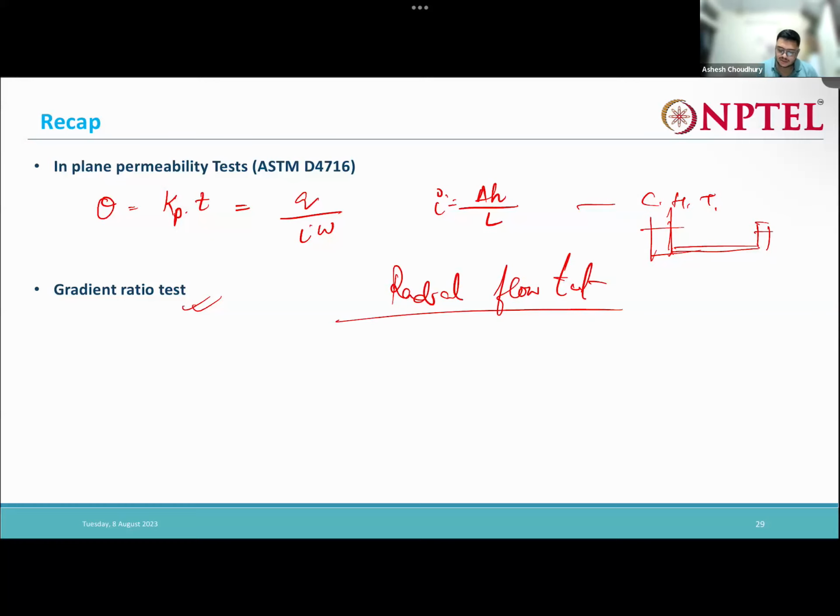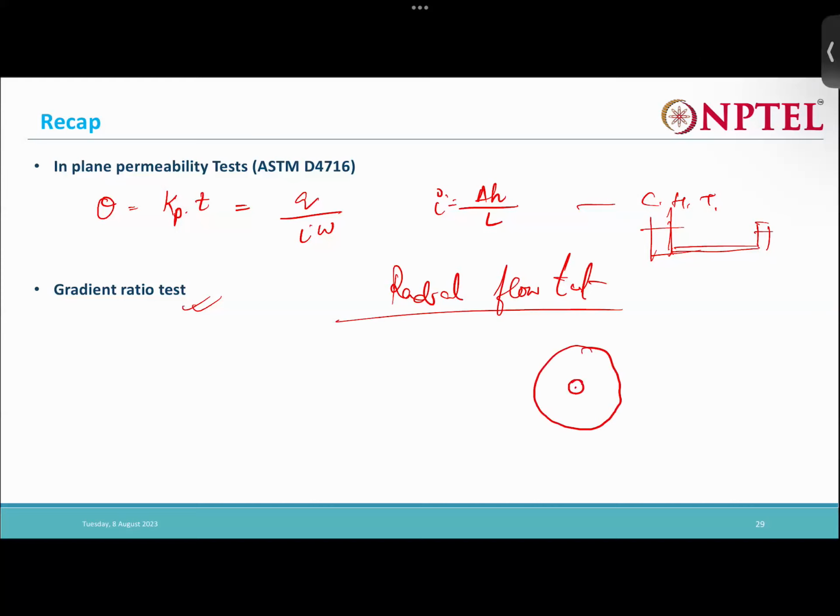Okay, in this radial flow test, what happens? Water head difference is maintained between here and here, and water actually flows from here to here. Like this, water flows radially. Okay, so radially water flows, and in that case also we can determine the transmissibility. So let us solve one problem for this radial flow test.